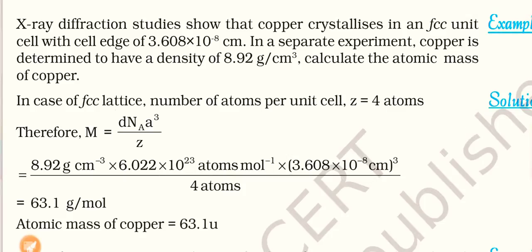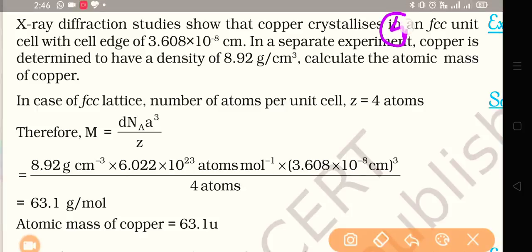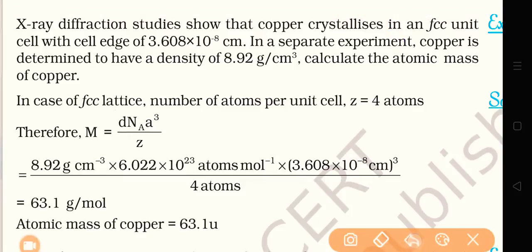Now the remaining two examples are quite easy, so let us discuss them quickly. As mentioned, X-ray diffraction study shows that copper crystallizes in an FCC unit cell. That means it will have 4 atoms per unit cell. So the edge length, that means a, is equal to 3.608 into 10 raised to minus 8 centimeters. So it is already in centimeters. In a separate experiment, the copper is determined to have a density of 8.92 gram per centimeter cube. Calculate the atomic mass of the copper.